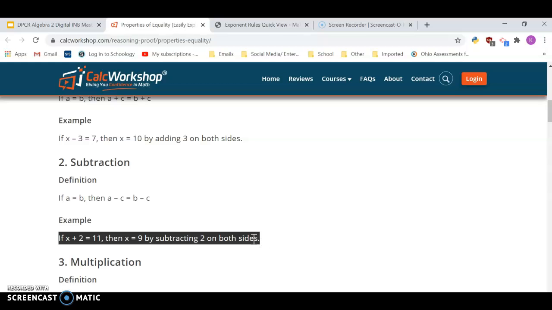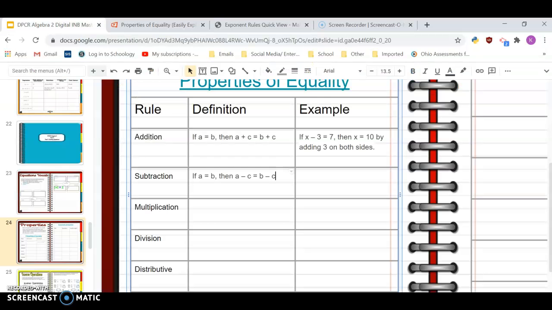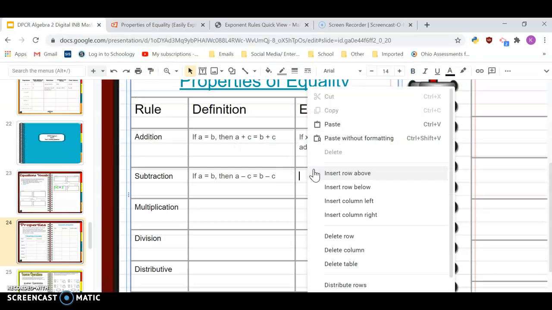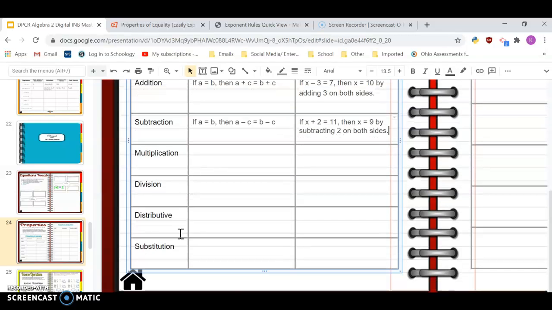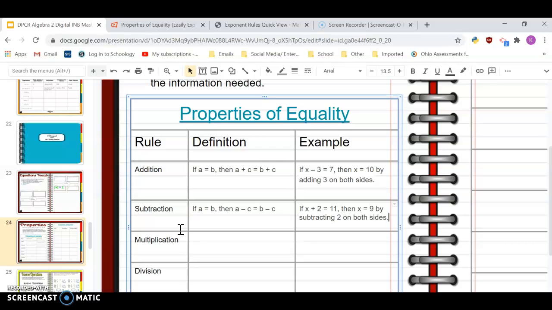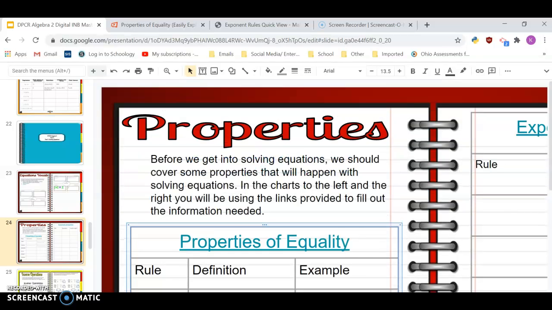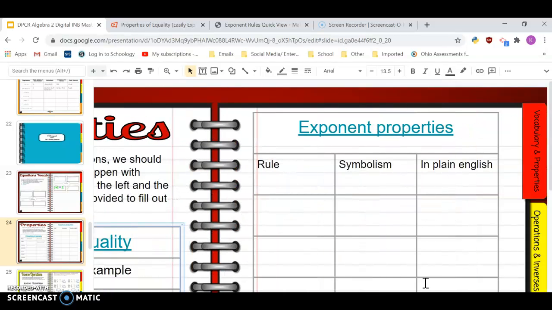So we're going to copy that over, and then we're going to paste. So that's the first 2 of these 6 properties of equality that you're going to go through and define in your book. Now, over to the right, we are going to be dealing with exponent properties.